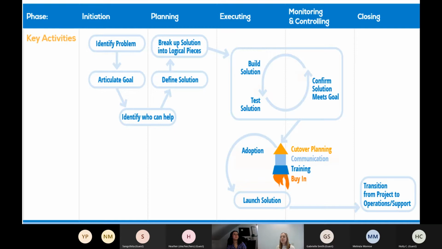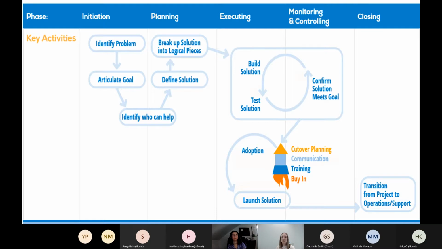Once we identify the problem, then we need to articulate the goal. What would our goal be in solving this problem? And this is one of the most critical pieces. The ability to articulate your goal will help determine the success of your project. So we want to be clear and specific when we identify this goal, so it can really be our guiding star as we move throughout the length of the project.